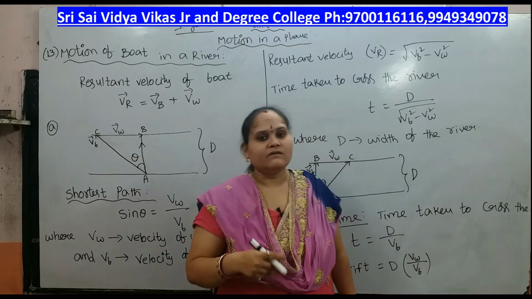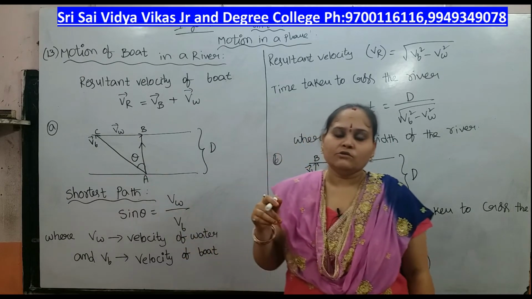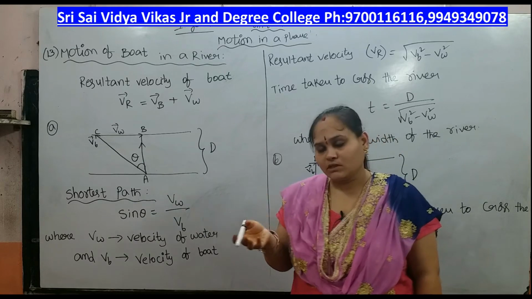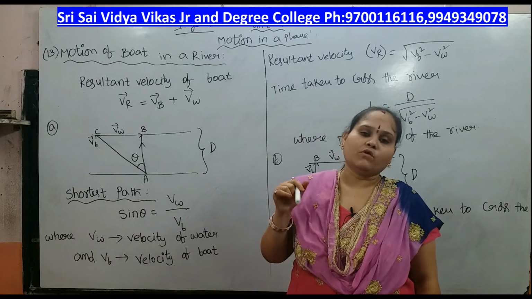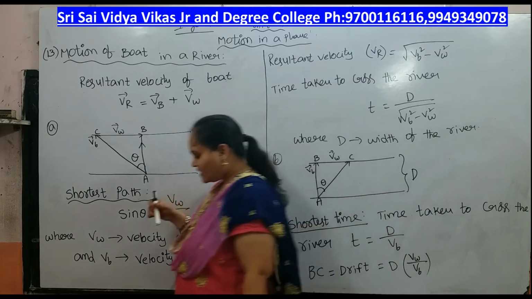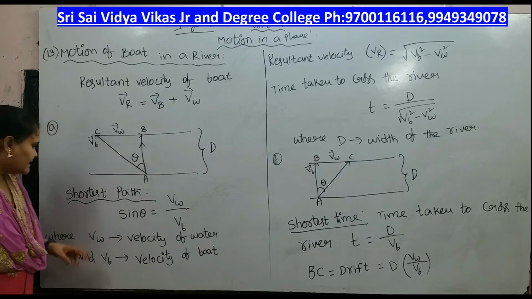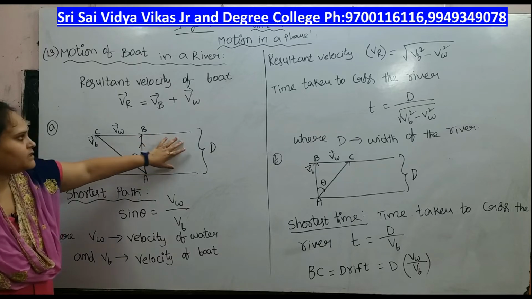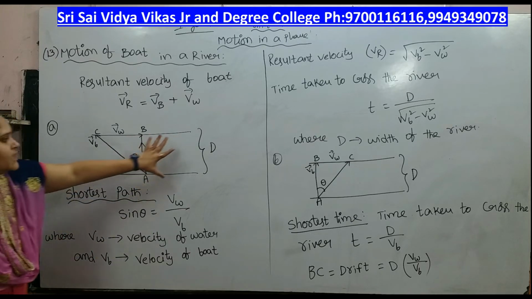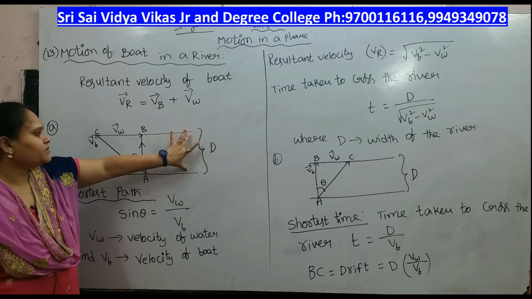A boat can travel in water. So the resultant velocity of the boat is equal to the sum of the velocity of the boat plus the velocity of the water. Okay. Next, we are calculating the shortest path. For this purpose we are considering a diagram. D is the width of the river.